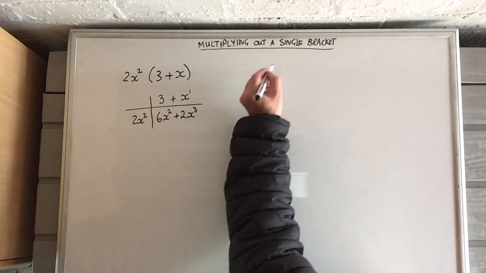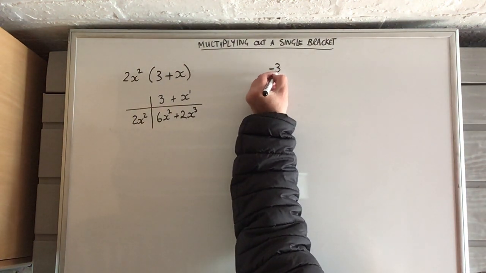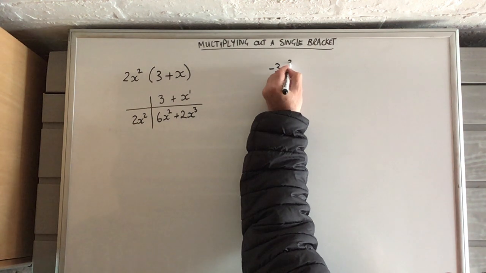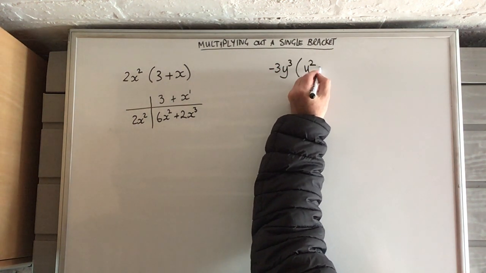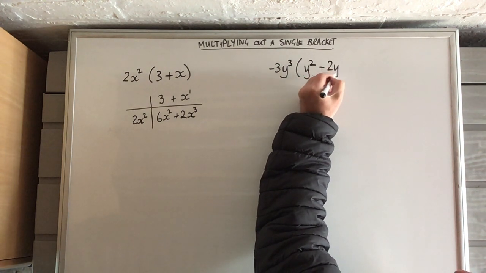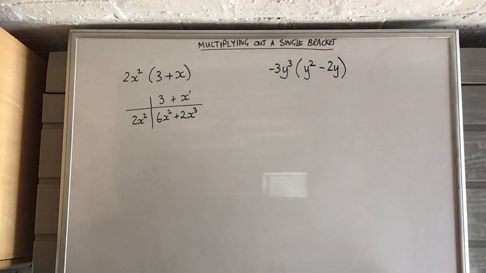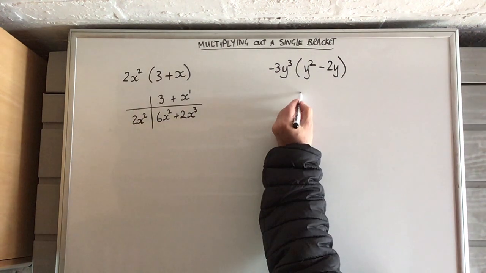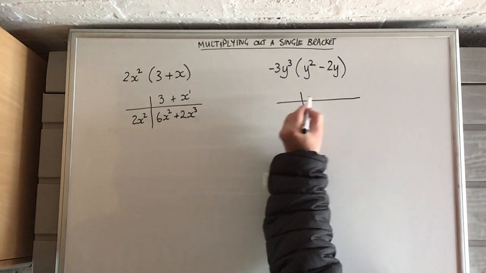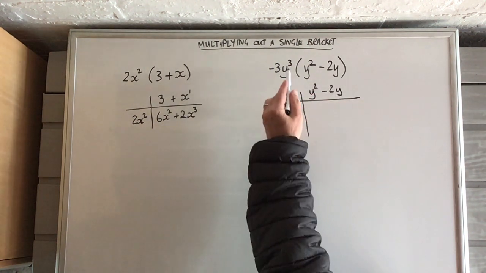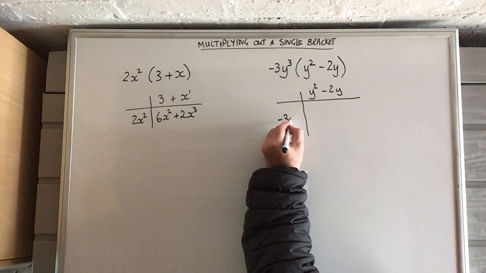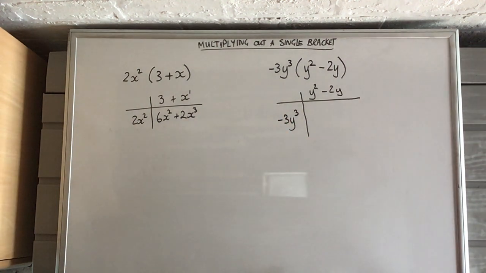Let's try another one. Let's go for negative 3y cubed (y squared minus 2y). That looks really quite tricky. Set up our grid. But we're just doing the same thing over and over again. Bracket goes along the top, and outside the bracket goes down the side. And let's apply our rules for indices and for integers as well.